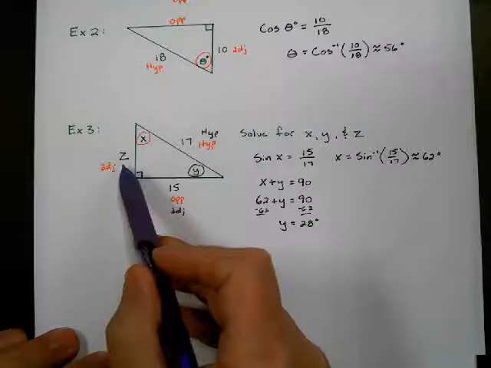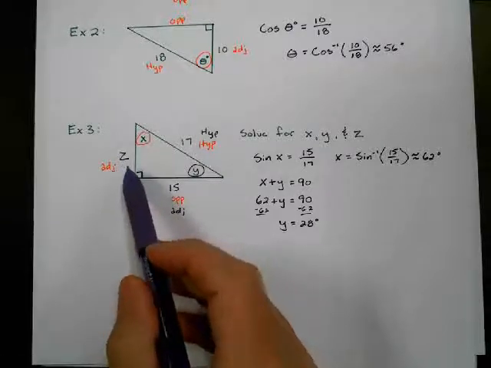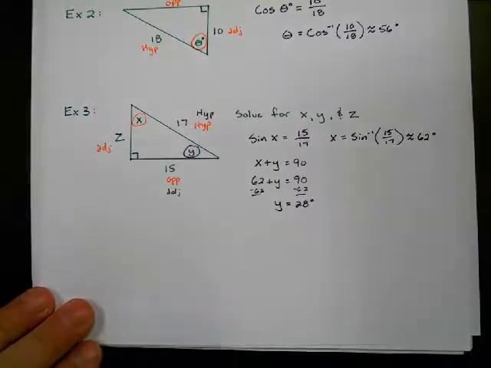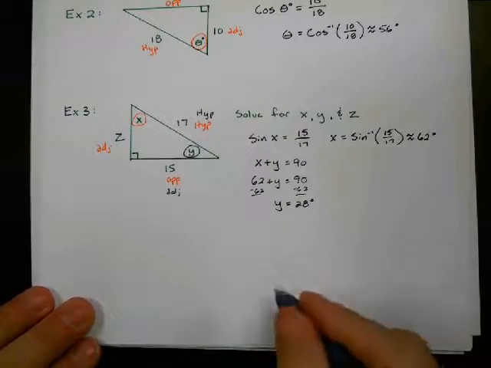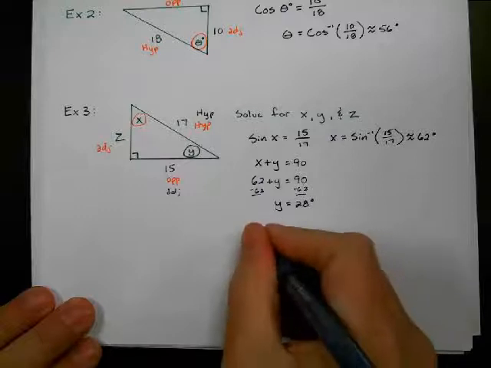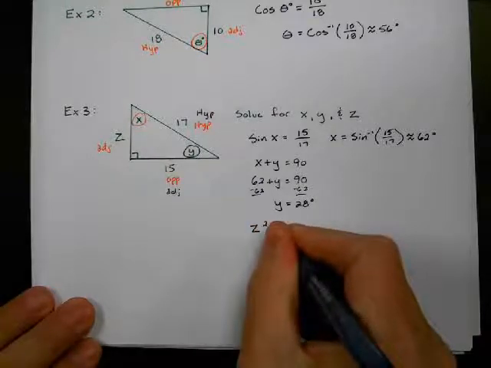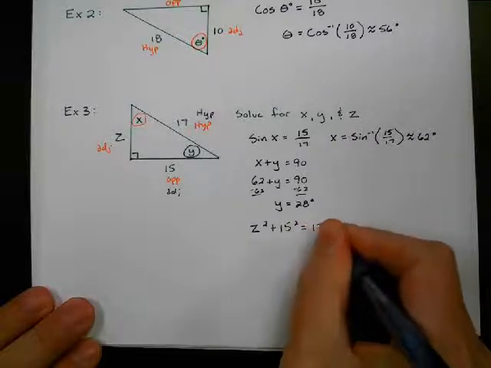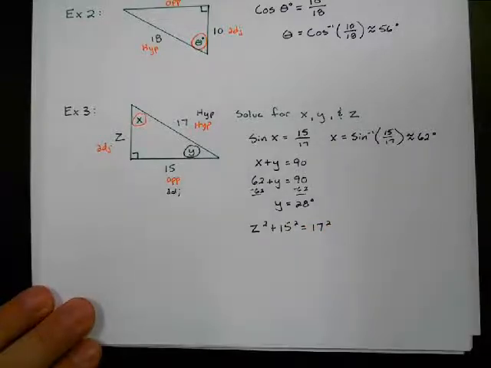So what we can do instead here on this problem is just use the Pythagorean theorem, and then we'll get our exact answer. So I could have just done z squared plus 15 squared equals 17 squared. Don't forget the Pythagorean theorem. It's always available for us.